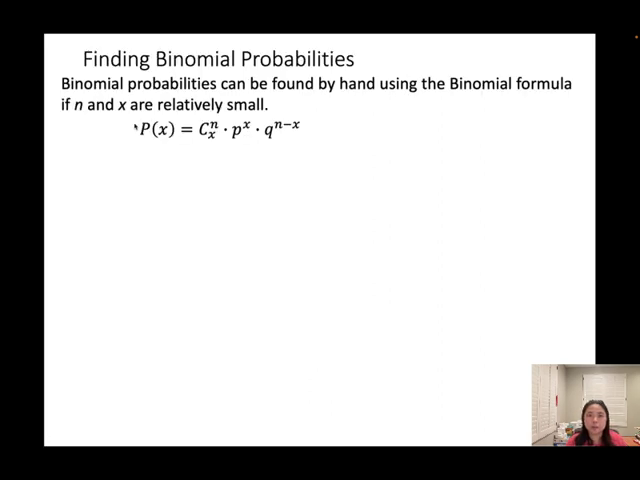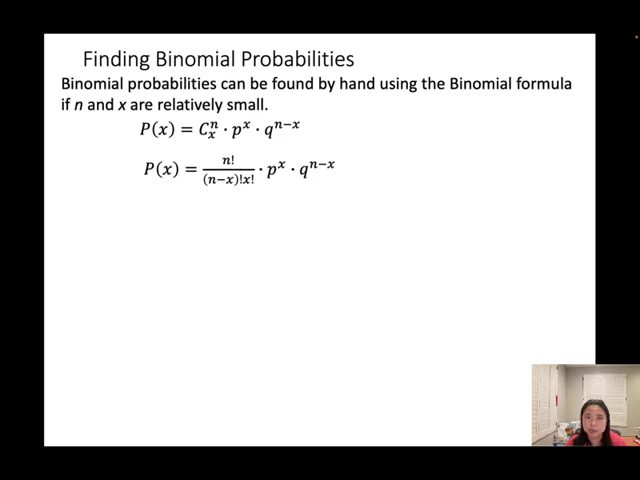Finding binomial probabilities. Probabilities can be found by hand using the binomial formula if n and x are relatively small. We could use the formula to find the probabilities, just like the first example. We could plug in x equal to 4, n equal to 10, 10C4, and then 20% probability of success. We could use the binomial formula to calculate the probability. But for the homework and the exam, I highly recommend you use the calculator.